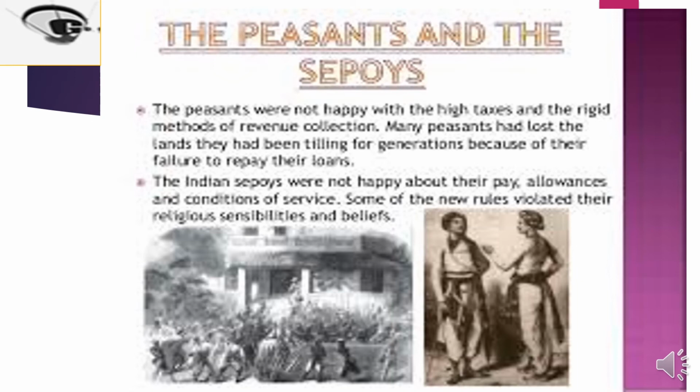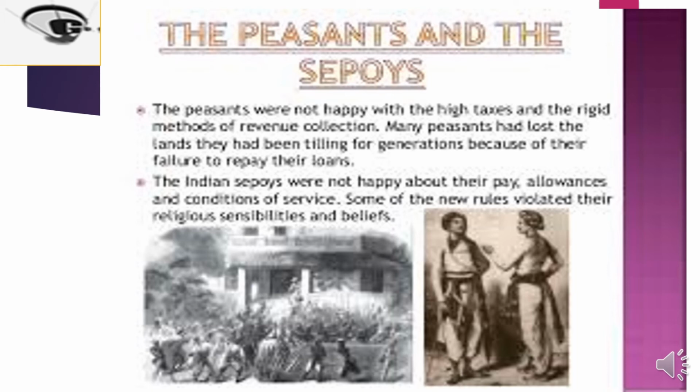Now the topic is peasants and the sepoys. In the countryside, peasants and zamindars resented the high taxes and rigid methods of revenue collection. Many failed to pay back their loans to the moneylenders and gradually lost the land they had tilled for generations. As we all know, the British imposed a heavy tax on the people living in the countryside, and most of the time the people were not able to pay the tax in time. Due to that, after a certain period of time, they started losing their lands which they had held for generations.